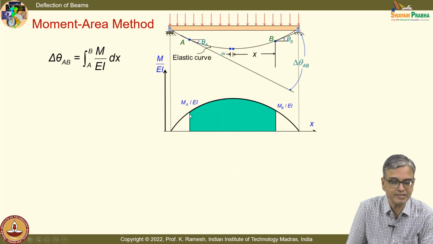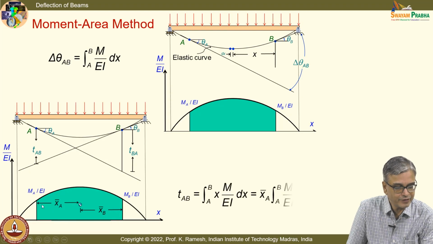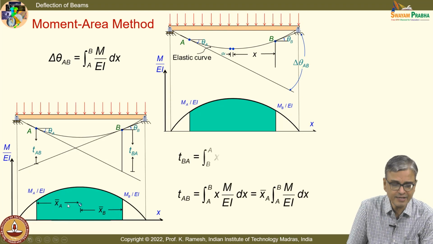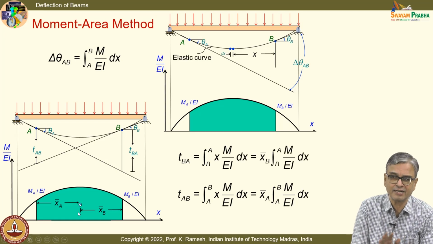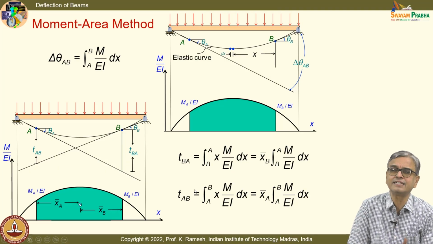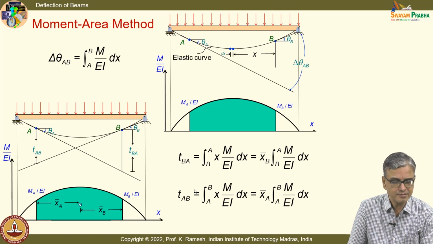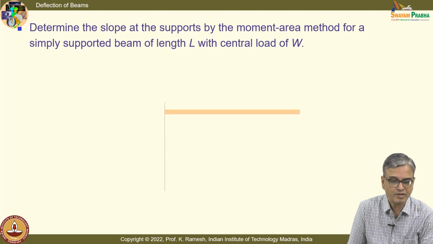I have theta AB, which is the area under the curve, and I have TAB and TBA. It is nothing but the first moment of area from this distance XA and the first moment of area from this distance. The area of the curve between the two remains the same, but the moment changes and I get either TAB or TBA. You can understand this easily when you solve a simple problem. We will take a problem with a concentrated load. So, I will take a three-point bend specimen.